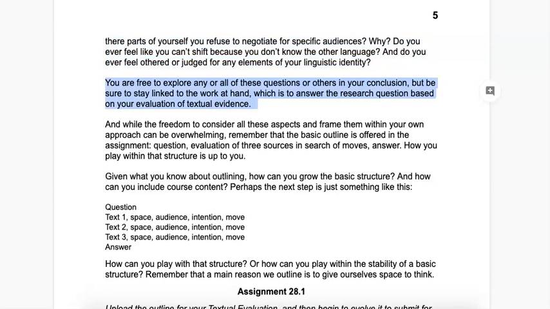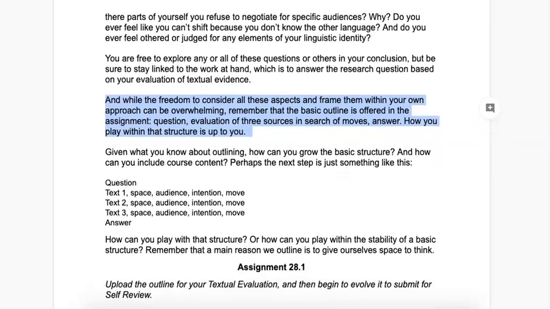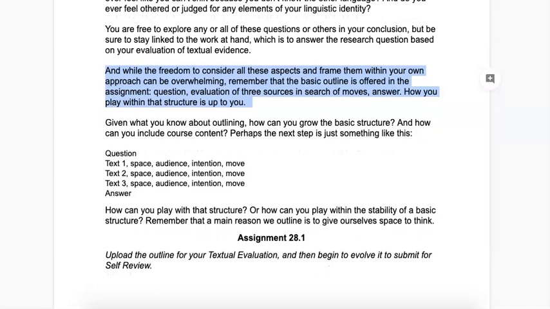You're free to explore any or all of these questions or others in your conclusion, but be sure to stay linked to the work at hand, which is to answer the research question based on your evaluation of textual evidence. And while the freedom to consider all these other aspects and frame them within your own approach can be overwhelming, remember that the basic outline is offered in the assignment. Question: evaluation of 3 sources in search of moves. Answer: how you play with that structure is up to you.